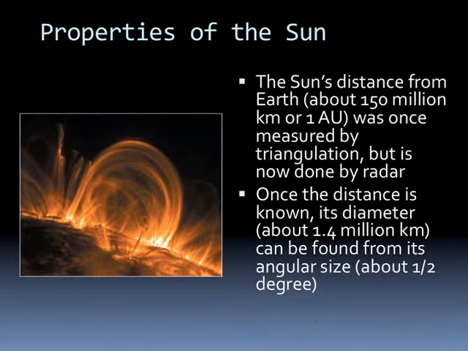So the Sun's distance from the Earth is 150 million kilometers, or 1 astronomical unit. And it was once measured by triangulation, but now it's done by radar. Once the distance is known, its diameter, which is about 1.4 million kilometers, is found using its angular size.